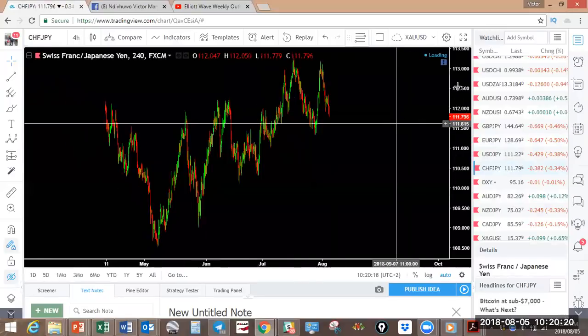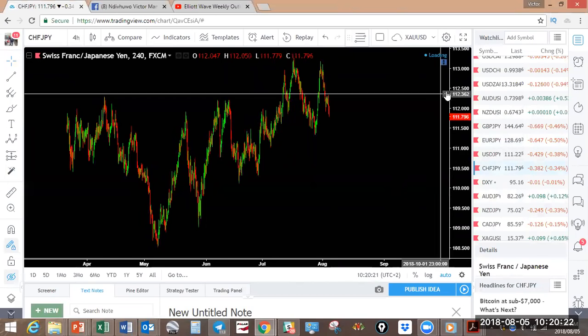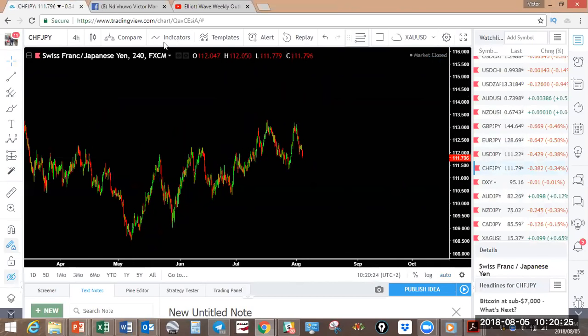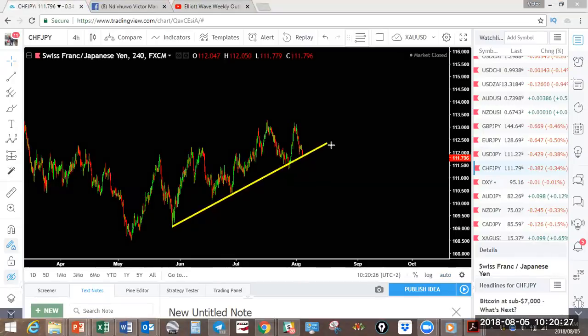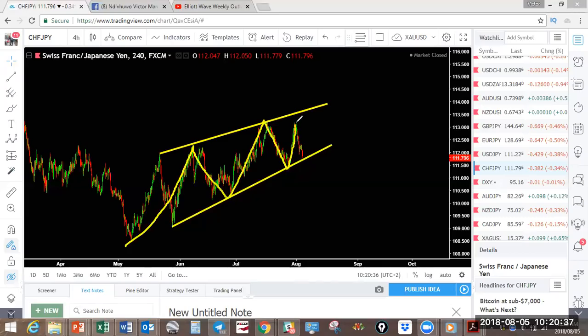CHFJPY, interesting because you're getting a diagonal there. You've got a diagonal, see here, textbook diagonal, and that is your 1, 2, 3, 4. We made a 5, and now are we dropping here already for a three-wave move? So watch out for this one. Could even come and take this level. So if you get a correction here and you get out of this boundary, take this sell on CHFJPY.